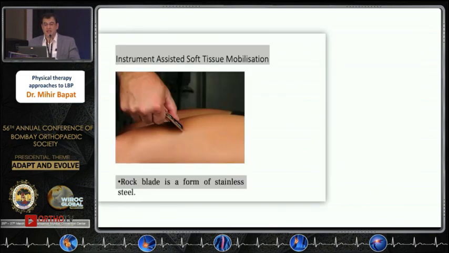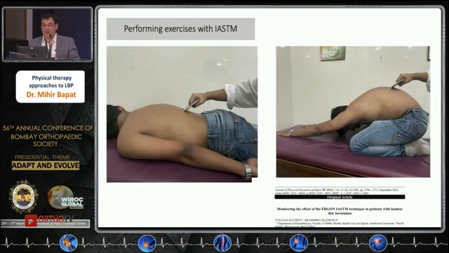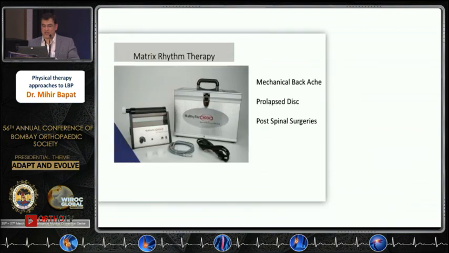The second is an instrument-assisted soft tissue mobilization. It is the age-old ragada. You know, you mobilize, you use the balan and all these things. So the physiotherapy part of the balan is a rock blade. It's made of stainless steel. Again, it's used to mobilize the soft tissues when the patient is actively exercising. So there's a great deal of literature on this as well.